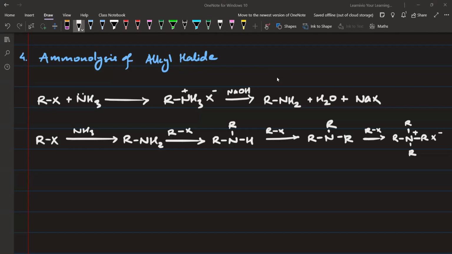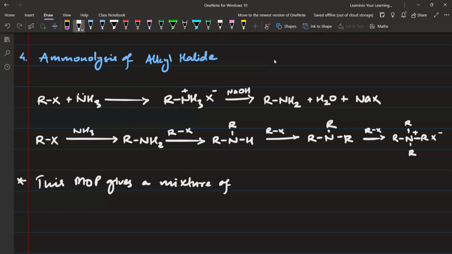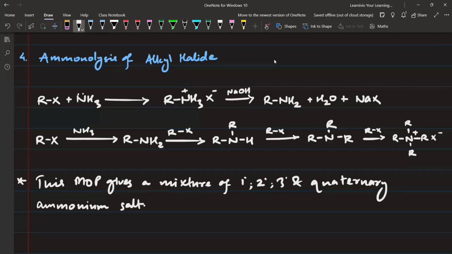Now, as you can see, you will get some product which is going to be a 1-degree amine. There will be some product which is 2 degree, some 3 degree, and some 4-degree amine. That is why this method is not a preferred method of preparation. Please write this down: this method gives a mixture of 1 degree, 2 degree, and 3 degree. And लिख लेते हैं ना, quaternary salt भी तो है, and quaternary ammonium salt. Therefore, it is not a preferred method.